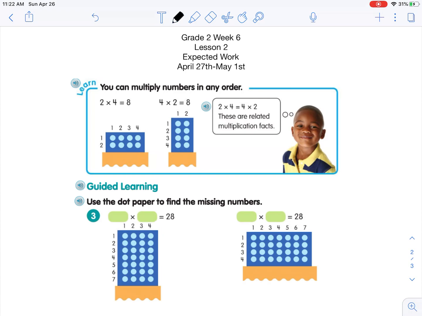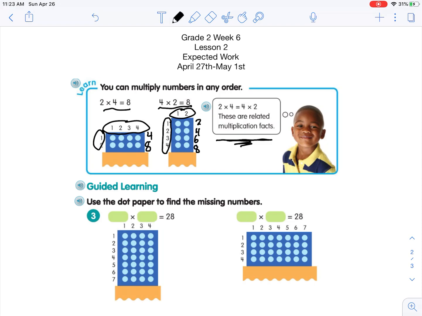Let's take a look at the learn on this one. It says you can multiply numbers in any order. We knew this, right? We know there are related multiplication facts. We know that 2 times 4 equals 8 is the same thing as saying 4 times 2 equals 8, right? Just here, if I had 2 groups and I had 4 in each group, I would do 4, 8. Or if I had 4 groups and 2 in each group, I would do 2, 4, 6, 8.